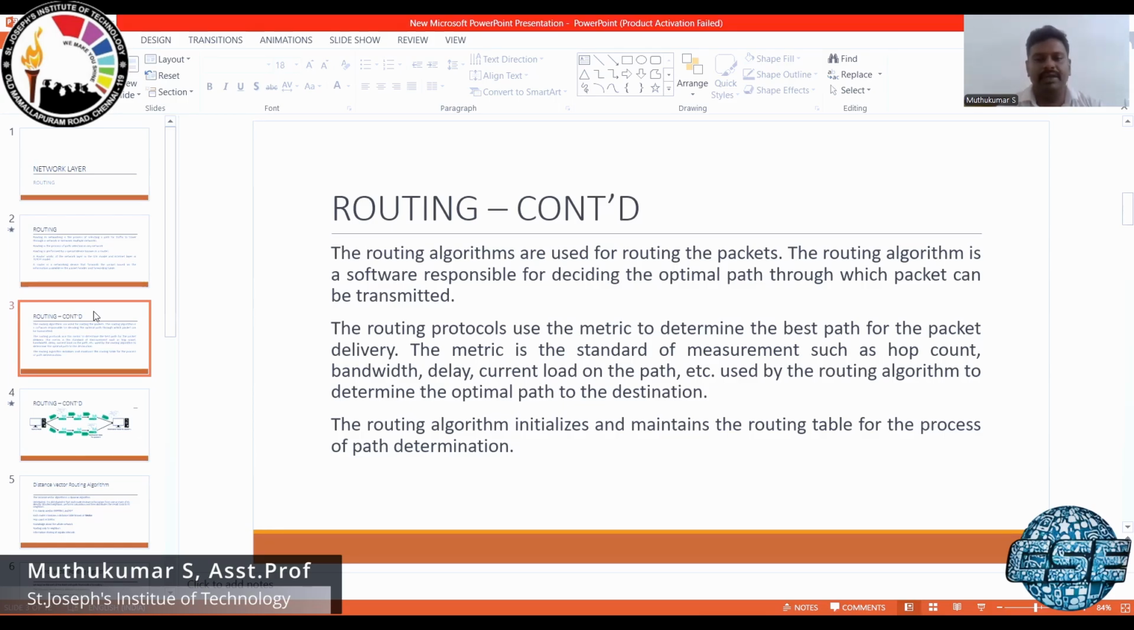Most probably we are using the cost or hop count, that means the number of passes to the next node, as the parameter for selecting the best path. Each router maintains a table. Initially it stores some information, and periodically it obtains the information from the adjacent nodes and updates that table. So every router has a table, which consists of the routing information of adjacent nodes as well as all the nodes.